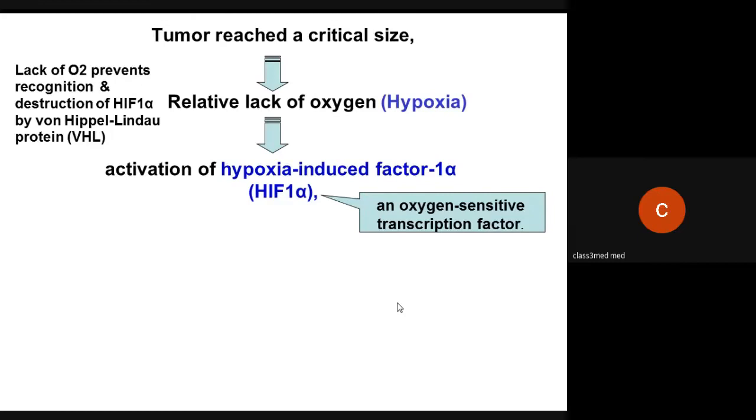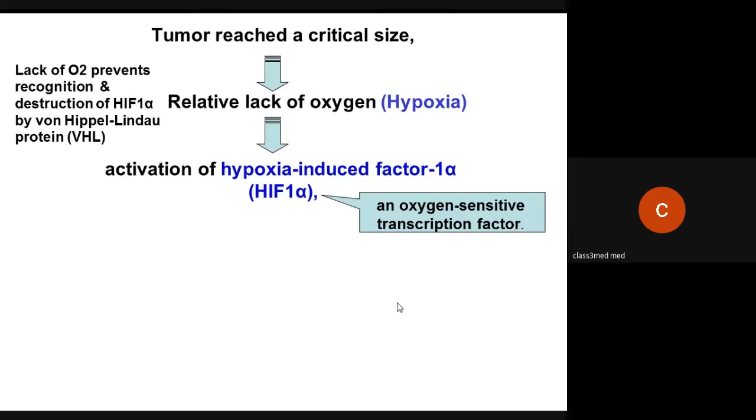Transcription factor is a factor present in the cytoplasm or in the nucleus. And when it is activated by signals, it will translocate to the nucleus and bind to the specific gene. Each gene has its own specific transcription factor, okay? And binding of the transcription factor to the gene will activate the transcription of the gene, producing the messenger RNA, which starts the process of synthesis of the protein.